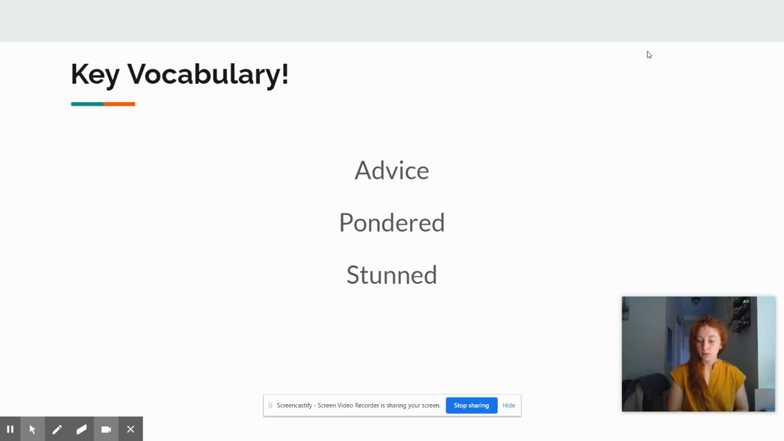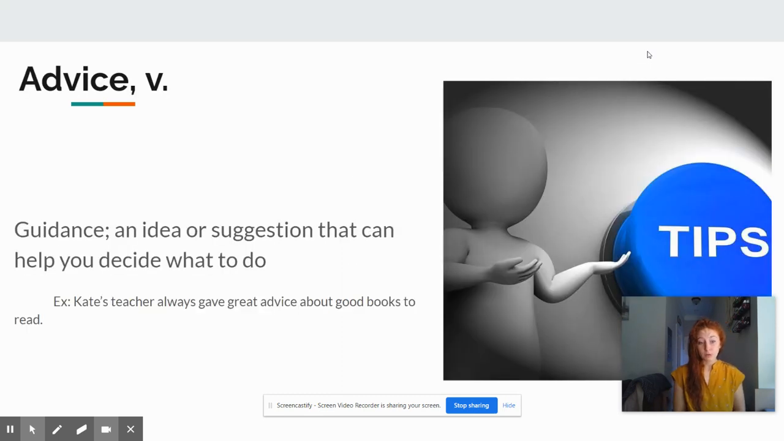All right, our key vocabulary today, we only have 3 words, and they are advice, pondered, and stunned. So if you don't already know what those words mean, we're going to go over them. Advice is a verb. Remember, verbs are our action words. Advice means guidance or an idea or suggestion that can help you decide what to do. Okay. So Kate's teacher always gave great advice about good books to read.